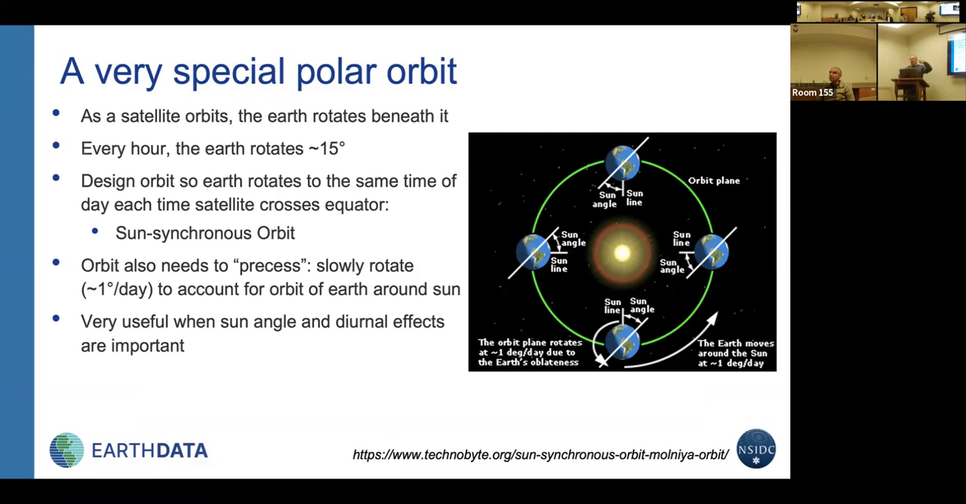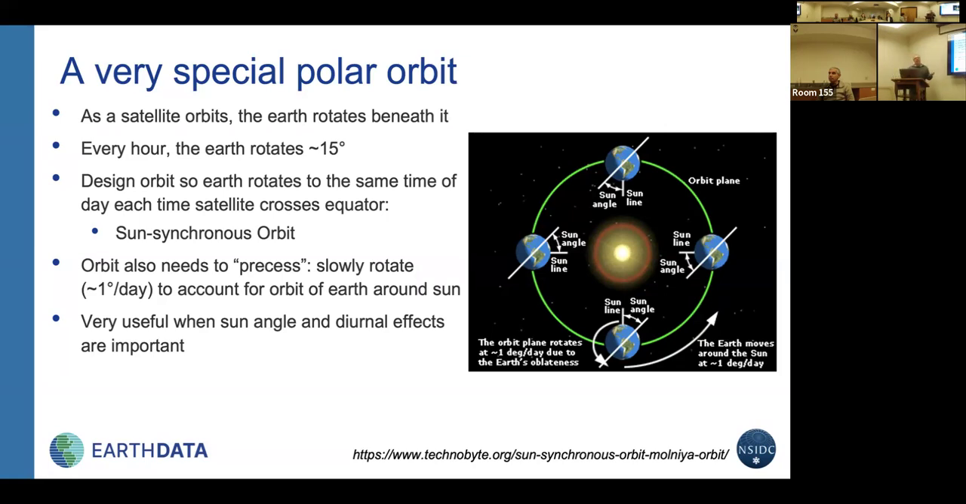Anyway, one of the polar orbits that's particularly useful, and is a very special polar orbit, is this: as the satellite is orbiting, the Earth is turning underneath. That's a limitation of polar orbits, that you're only seeing part of the Earth on each orbit, and you have to composite things together to get a full picture of any location. But as the satellite's orbiting, the Earth is turning. The Earth turns about 15 degrees every hour. 24 hours, 360 degrees, that's 15 degrees per hour.